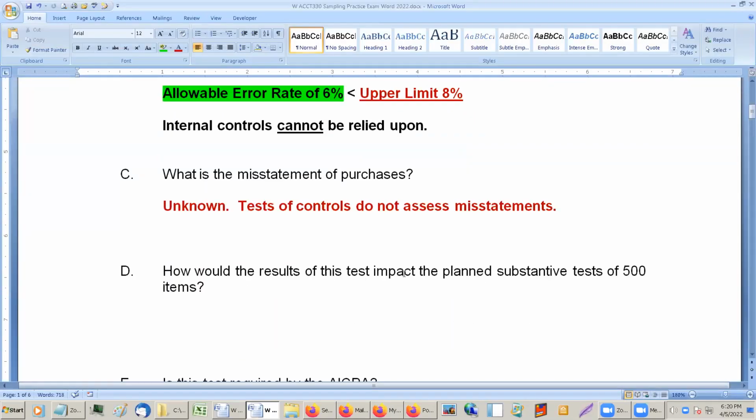So how would the results of this test impact the planned substantive tests of 500 items? We plan on testing 500 items, and these are the ones we're testing for the dollar amounts.